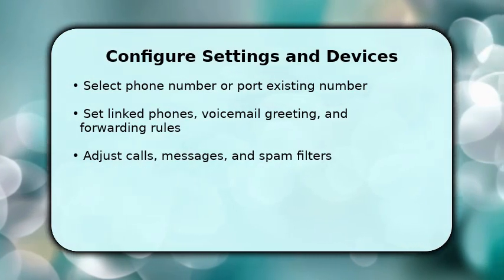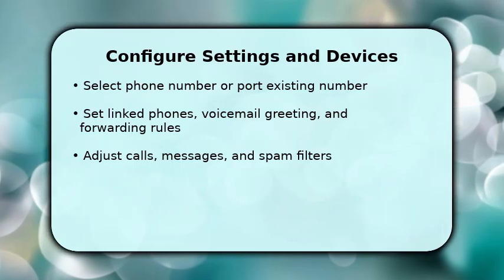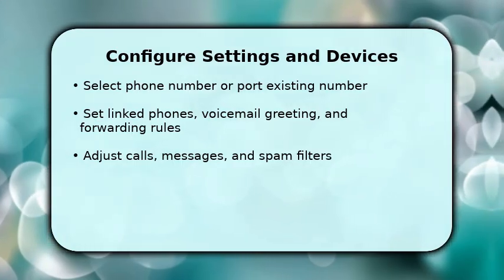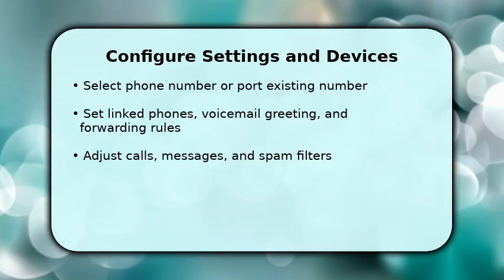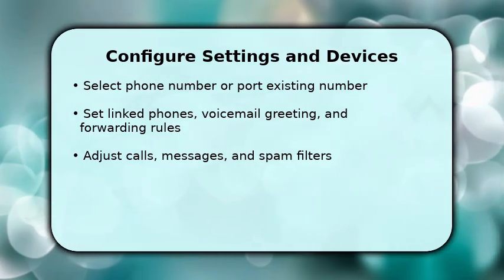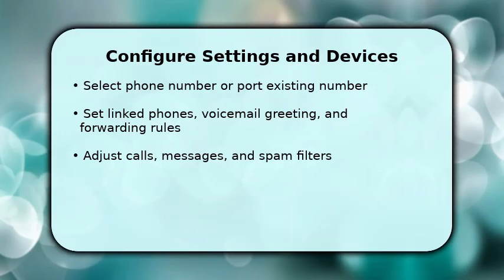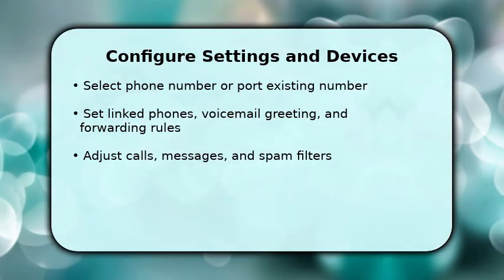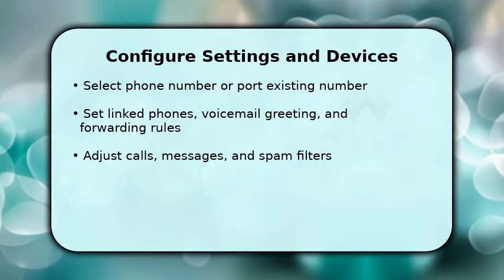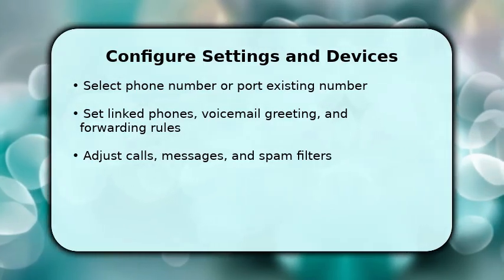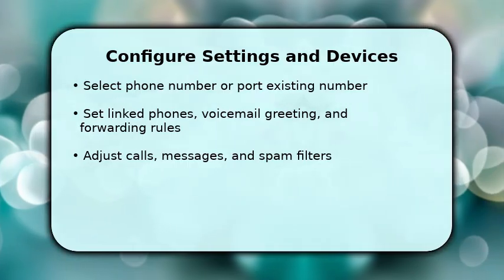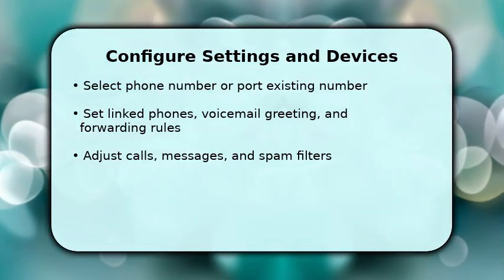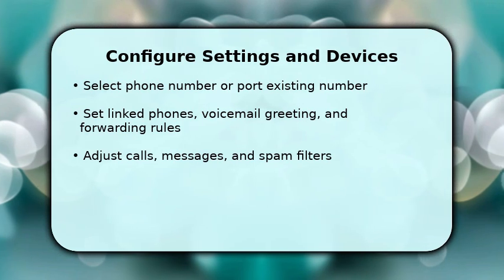Pick your Google Voice number or follow the porting steps if you're moving an existing number, and provide account verification details. Next, add linked phones under settings so incoming calls ring where you want them, and set voicemail greeting and transcription preferences. This ensures messages route correctly. Make sure to test microphone and speaker selection in call settings and tweak forwarding rules and spam filters so calls, texts, and voicemails behave exactly the way you need them to.